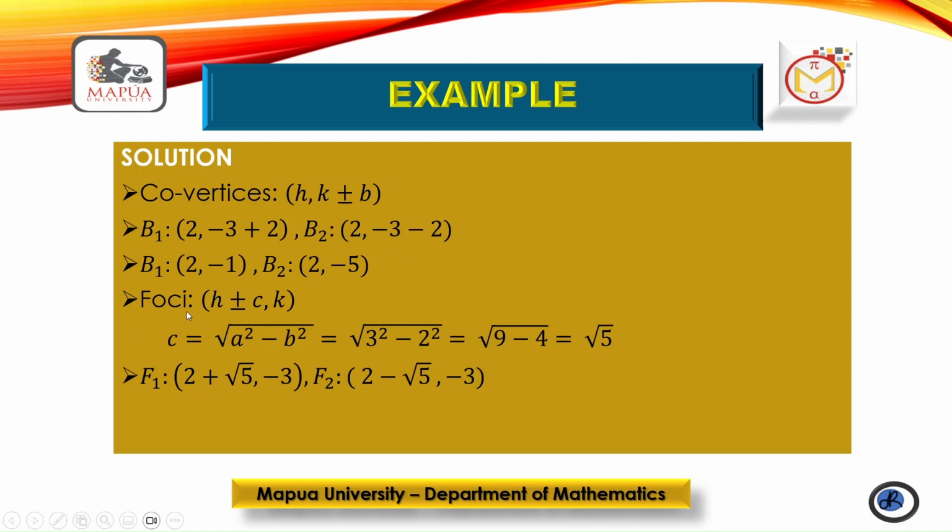For the foci, there are two. The coordinates are h plus and minus c, and k. First, we look for c, which is the square root of a squared minus b squared. When a is 3 and b is 2, we have 3 squared, 9, minus 2 squared, 4, which is the square root of 5. Therefore, the foci are 2 plus and minus square root of 5. One is 2 plus square root of 5, the other is 2 minus square root of 5. The y-coordinate is negative 3.